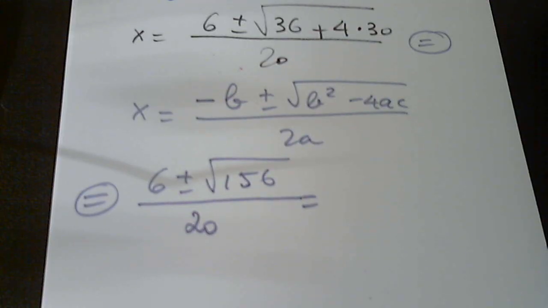So in 156, if I divide 156 by 2, because it's an even number, I know it's divisible by 2, I get 78. If I divide again by 2, I get 39. That's all I can do. So it's 4 times 39.